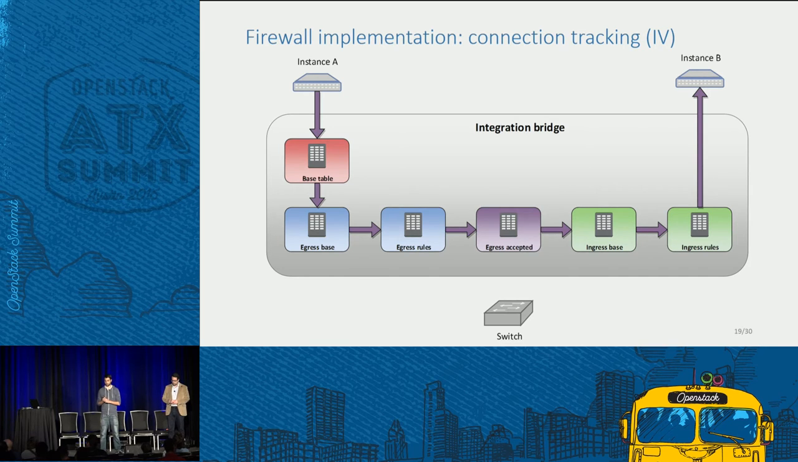Maybe you can ask, how do we segregate those connections that have the same IP addresses or ports? So there are zones in conntrack table that are used. And in this implementation, we basically use one zone per network.